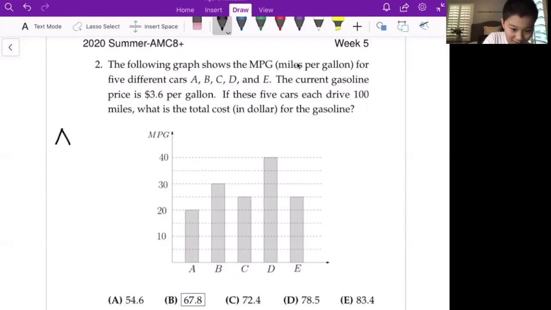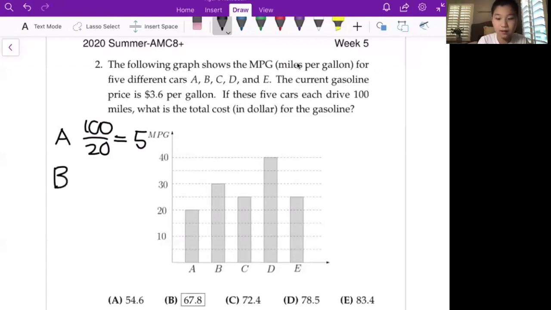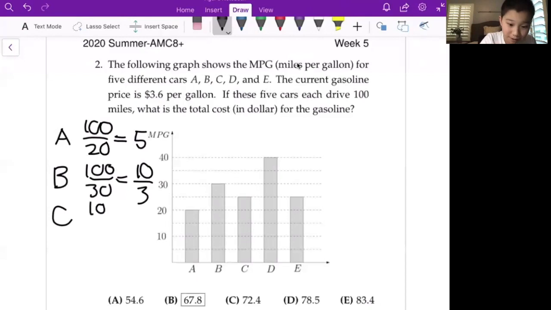For A, it's 20 miles per gallon, so every 20 miles it uses 1 gallon, and it drives 100 miles. So the number of gallons used is 100 over 20, which is 5. Now, for B, the number of gallons used, it's 30 miles per gallon, so 100 over 30 this time, equals, let's just write it as a fraction, 10 over 3, it'll be easier. C is 25 miles per gallon, so 100 over 25, and it uses 4 gallons.